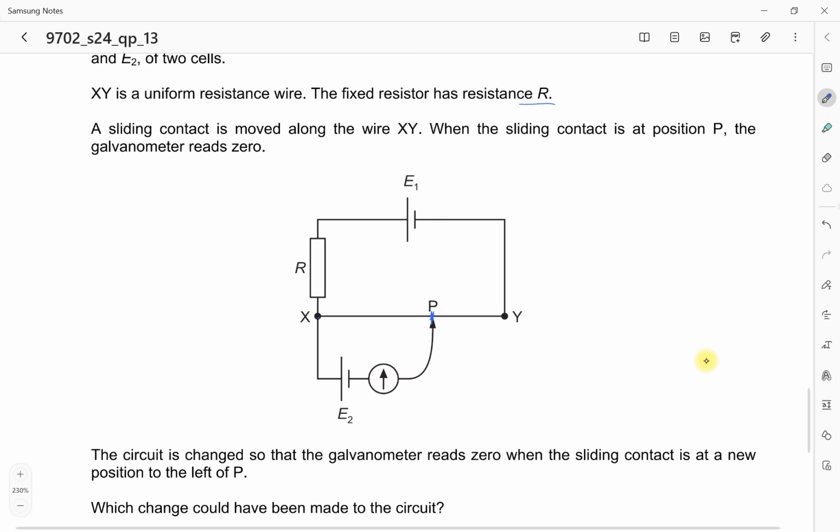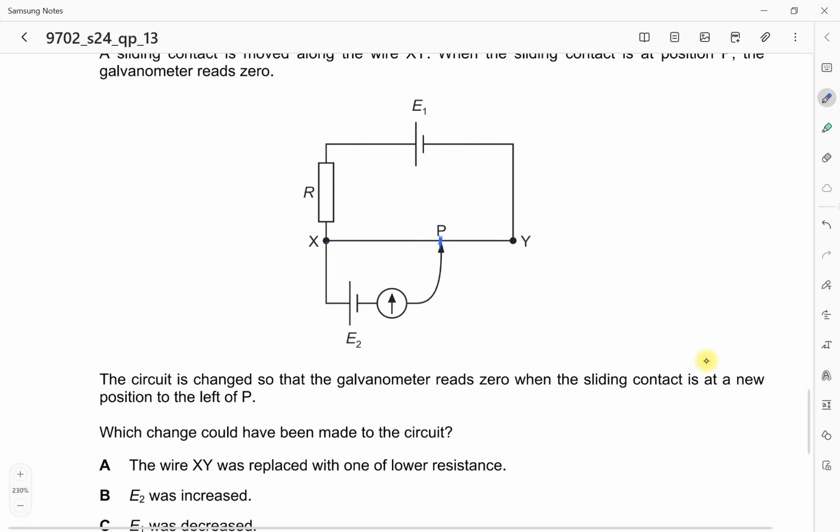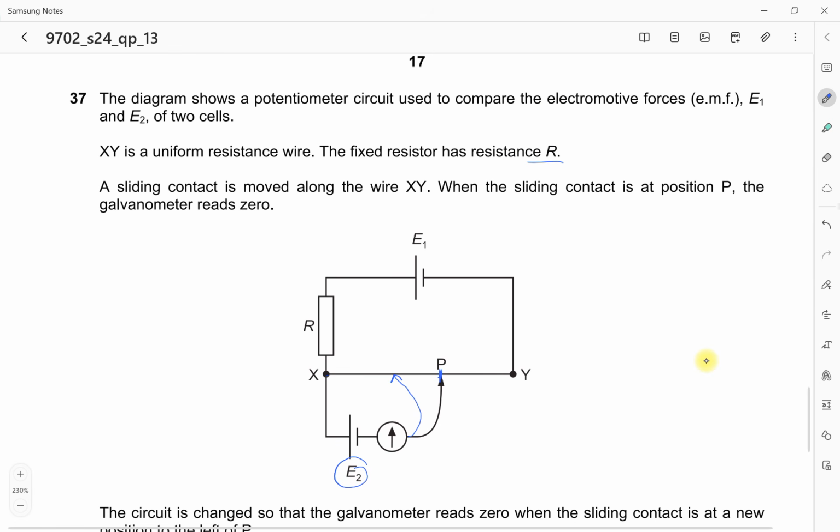The circuit is changed so that the galvanometer reads 0 when the sliding contact is at a new position to the left of P. So it's like they are saying this is to the left of P. So something must be done here because EMF E2 must remain constant. So let's first see what is E2. The EMF E2 is always going to be the PD across XP.